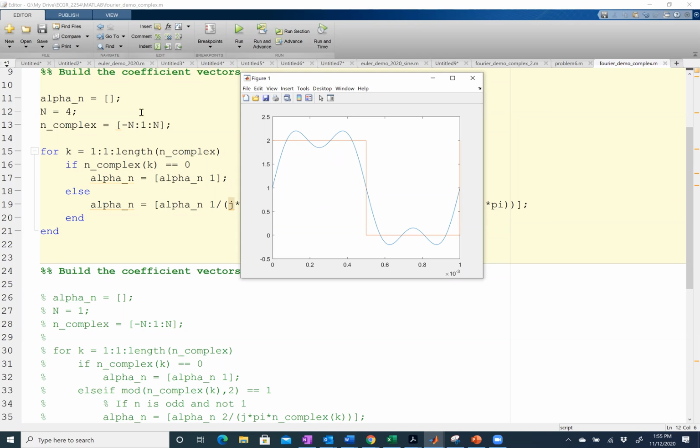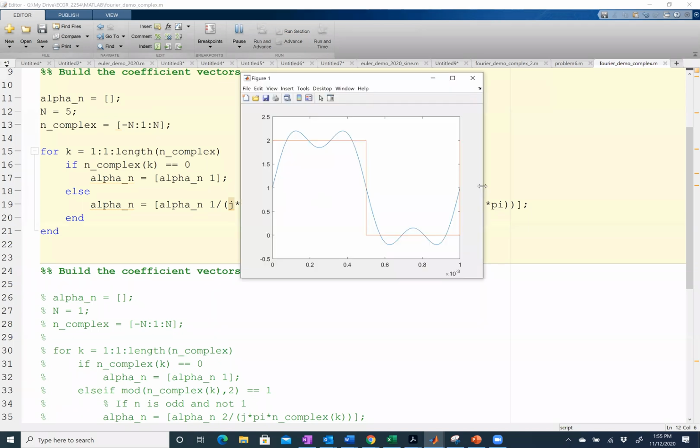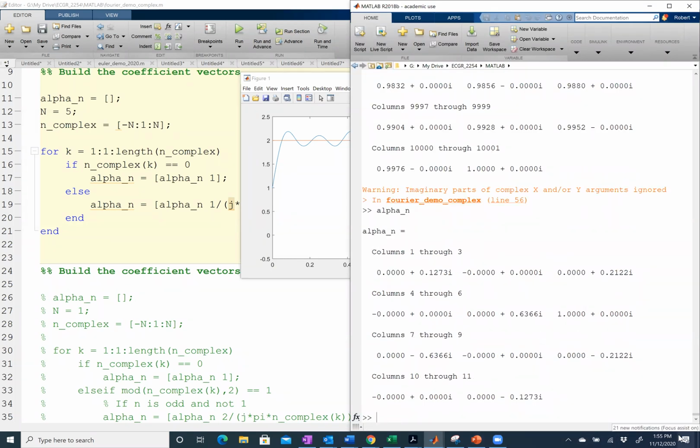All right. If I do n equal 5, now something else appears. All right. Now, one thing you could say about this, so let's just look real quick. If I can look at that alpha vector, so I can say alpha n. Boy, that's hard to look at, isn't it? All right.